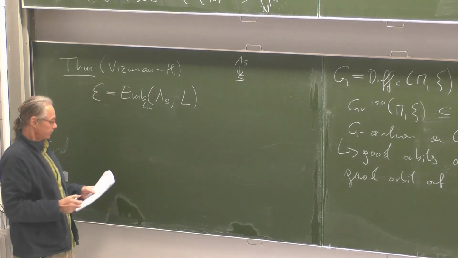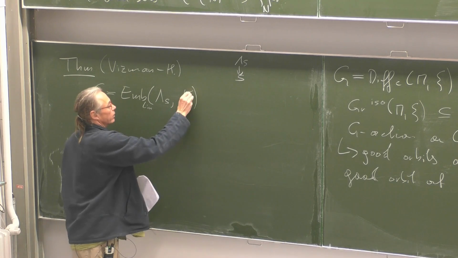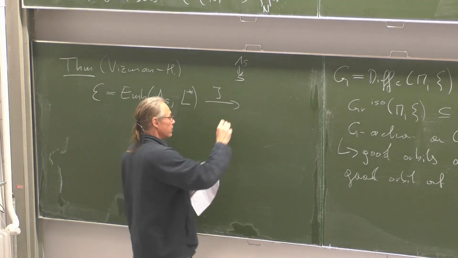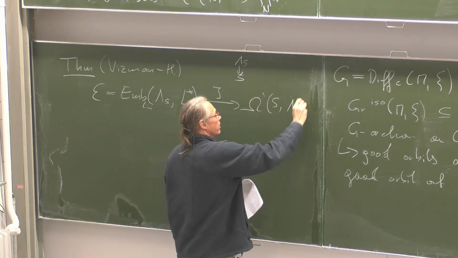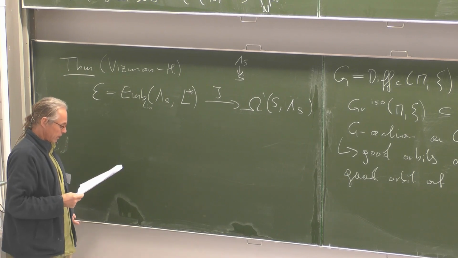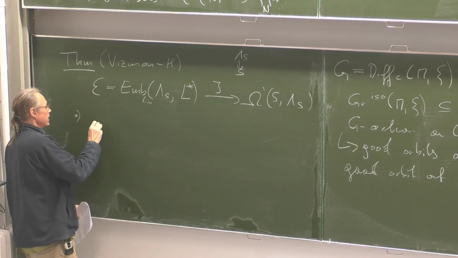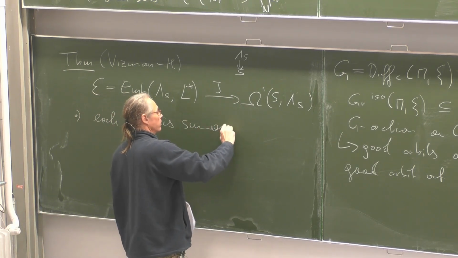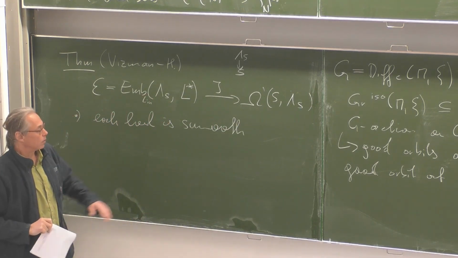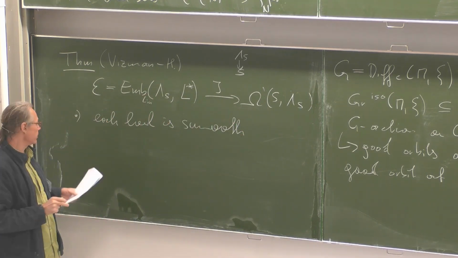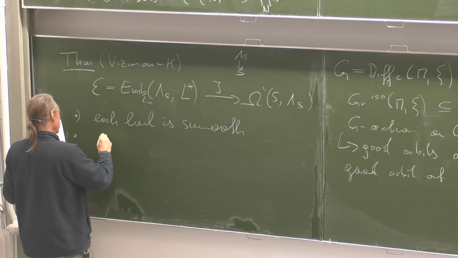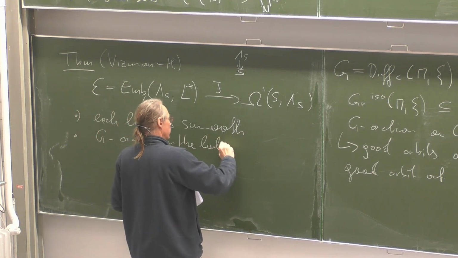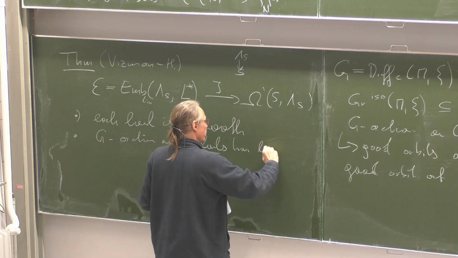We call that epsilon. Actually, I have to put a moment map here. There's a moment map that corresponds to the diff S action, and that will take you to one forms on S with values in the densities. And the theorem tells you that each level is smooth. It's a smooth submanifold. No matter what value you pick, the level is going to be a smooth submanifold. The G action on the level has local smooth sections.